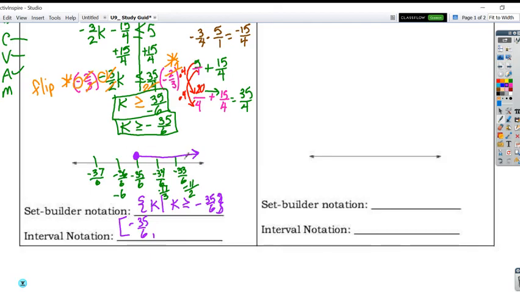And then you follow that number line all the way to the right. Your arrowhead points up to positive infinity. Curly infinities always get curly braces.